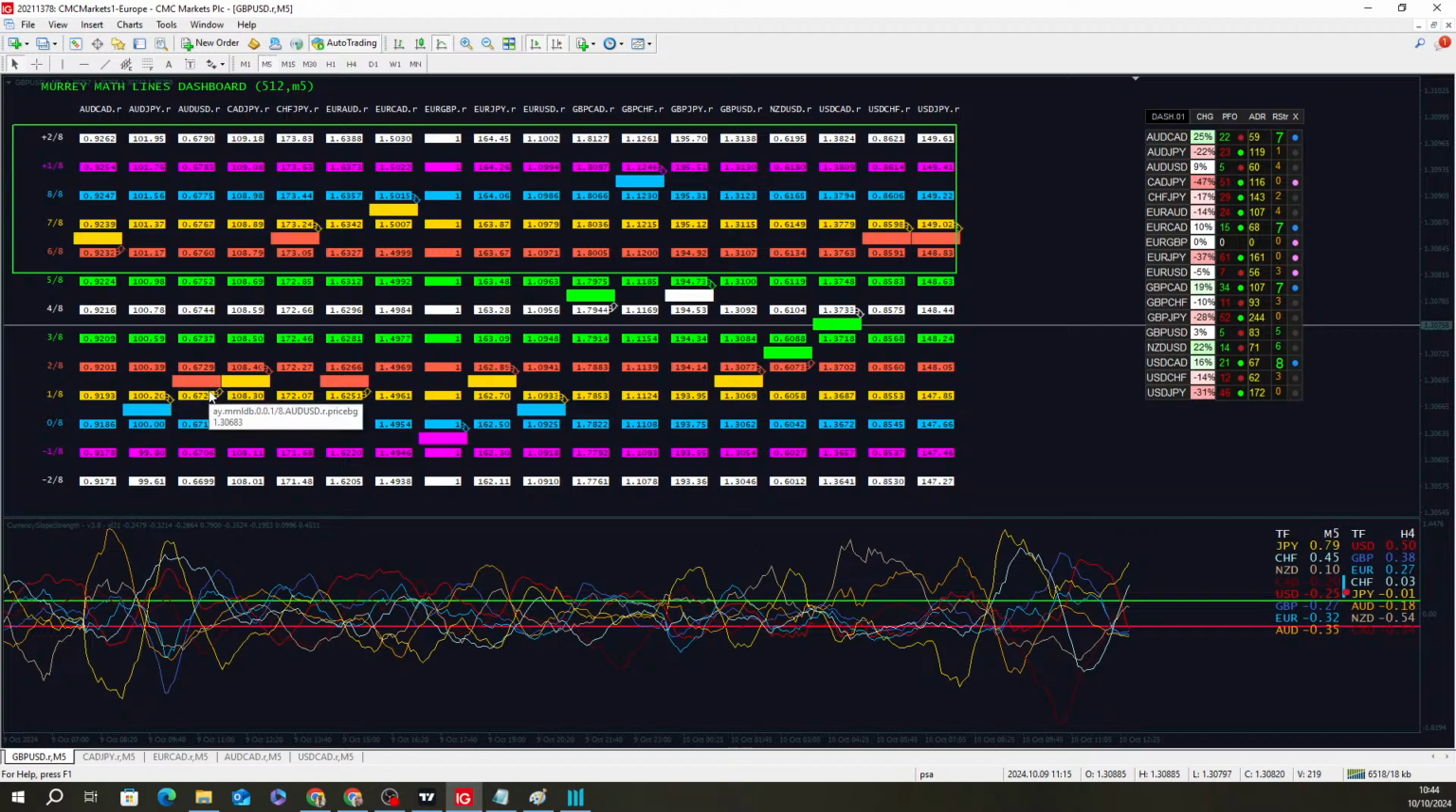Let's look at another one. Aussie yen is crossing below the 0 of 8. Which one is this? Euro yen. Dollar Swiss is coming from 7 of 8. Let's look at the dollar Swiss.